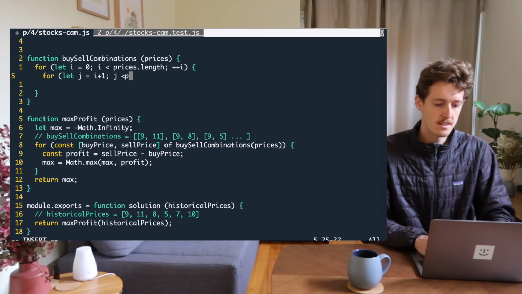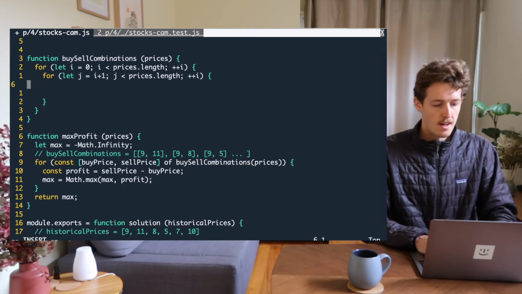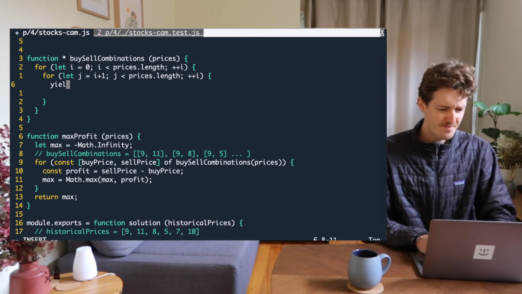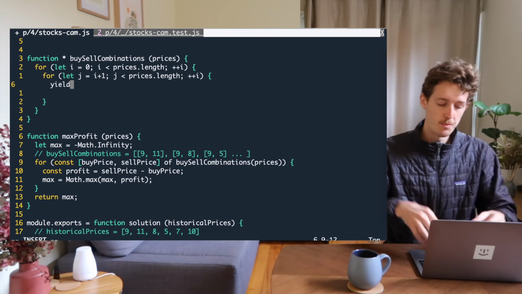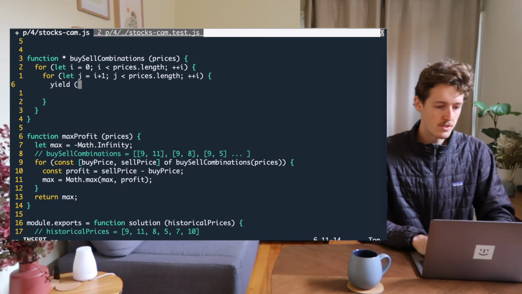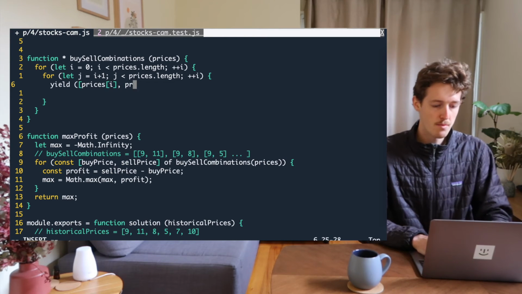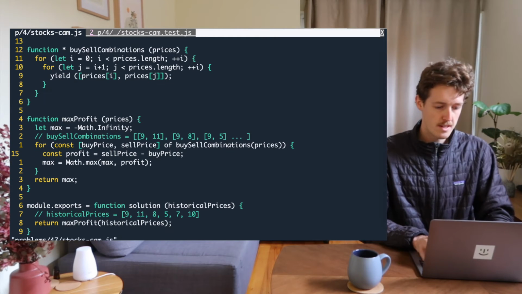So while j is less than prices.length, if I can spell. And we're actually just going to make this a generator, right? So instead of computing all the combinations at the start, we're just going to lazily yield them as we need them. So this is going to be an array where the first element is the buy price, the next element is the sell price. We yield those off.